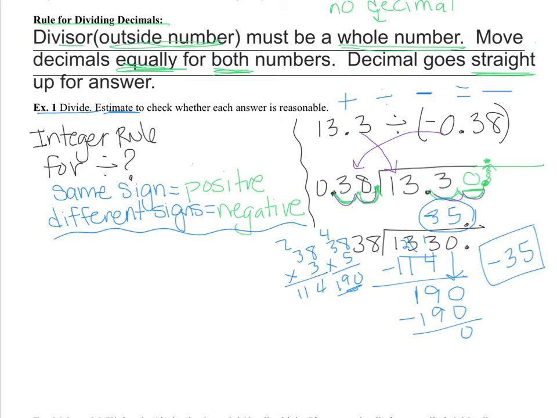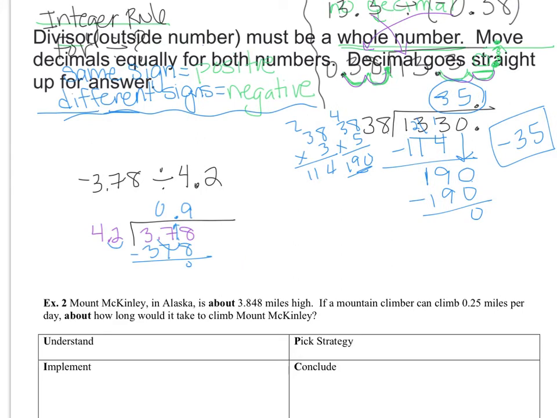So let's solve one. You should have the whole bottom half of the page to try this. Let's take negative 3 and 78/100 divided by 4 and 2/10. Okay, so set that up and divide it out. Alright, hopefully it didn't take you too long to find that 9 actually went in there evenly with no remainder. But we have a negative divided by a negative again, so our quotient is negative 9/10. Good job!